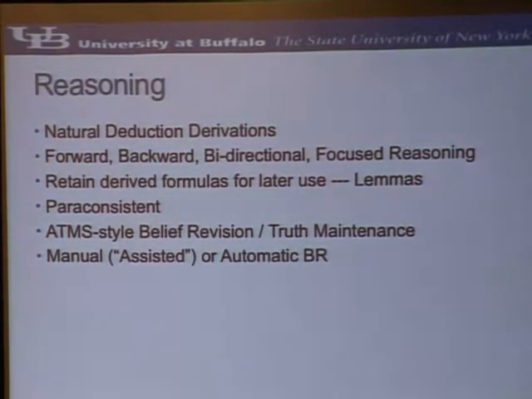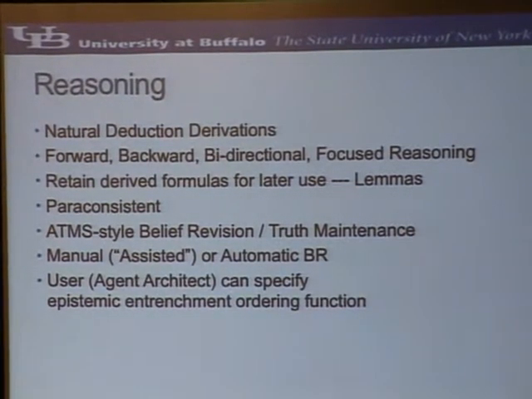Or it can do automatic belief revision. And a student, Ari, recently developed some of that. And that allows a user or an agent architect, when we're talking about agents, to specify an epistemic entrenchment ordering function which could look at two possible culprits and then call a function that decides which of them should be more believed than the other, more entrenched than the other, that is, which you should prefer to get rid of if it's a choice between these two.